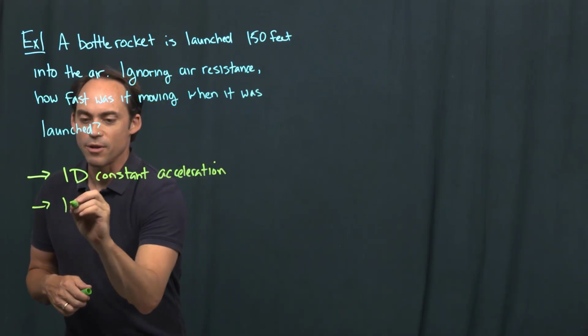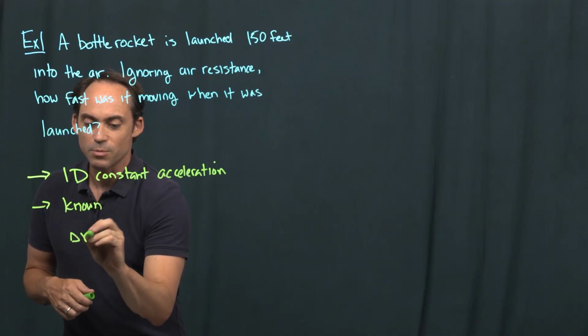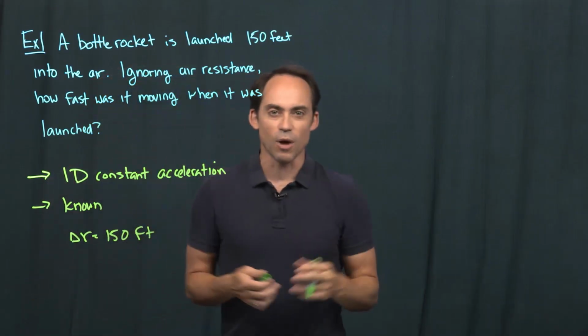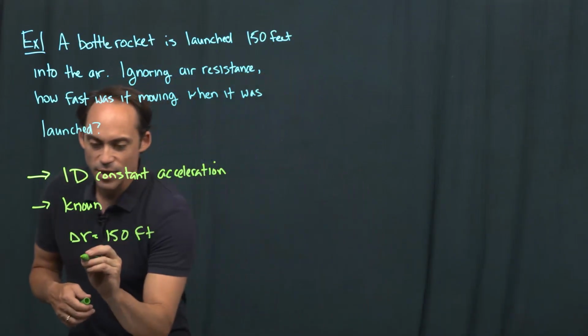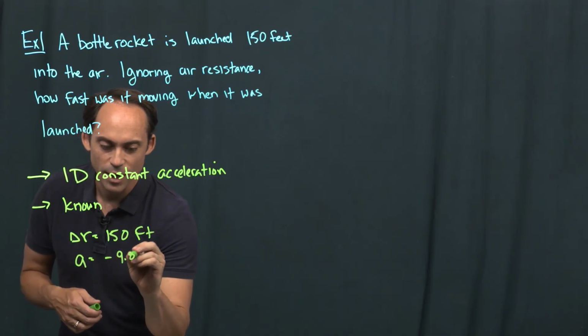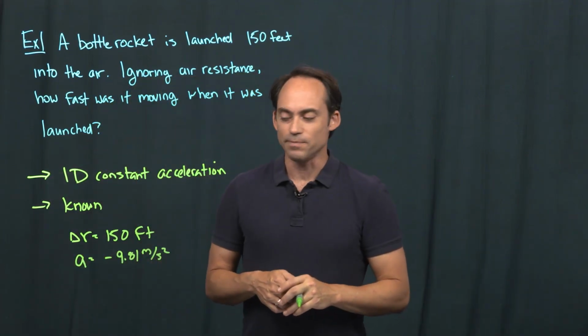And then we should write down the things that we know. We know that the total displacement was 150 feet. That's the height that the rocket went up. And we know that the acceleration is equal to minus 9.81 meters per second squared. That's just our gravitational acceleration.